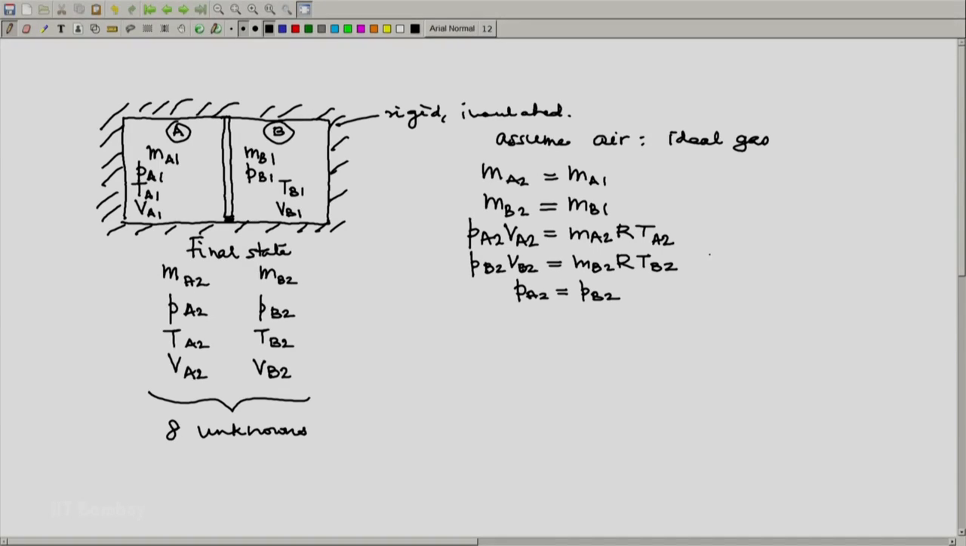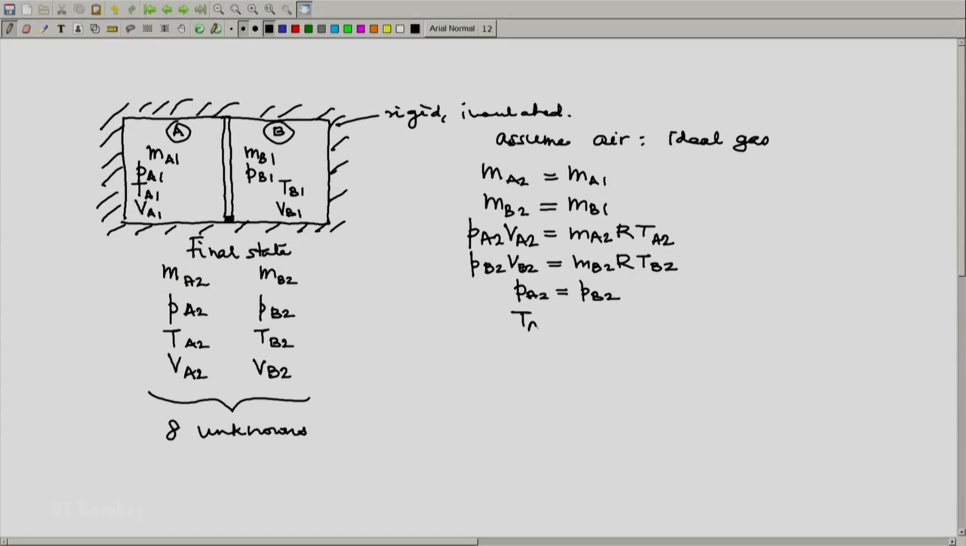5 equations. Then we are told that the piston is diathermic. So it will not tolerate any temperature differences on either side, and hence we will have TA2 equal to TB2. 6 equations. We need 2 more. And which are the 2 more?